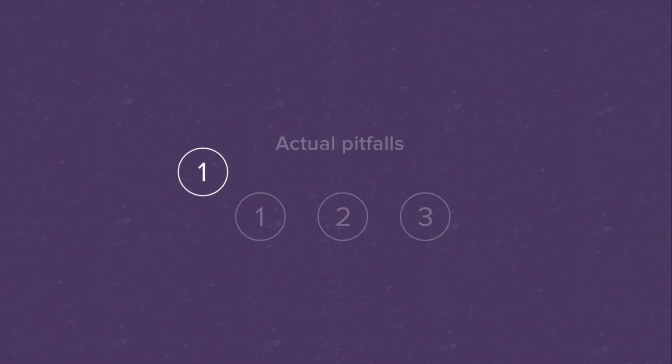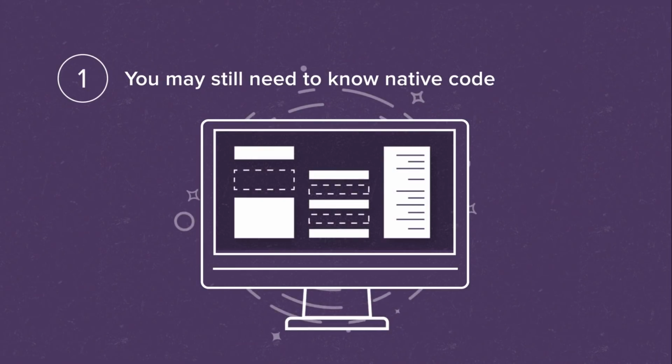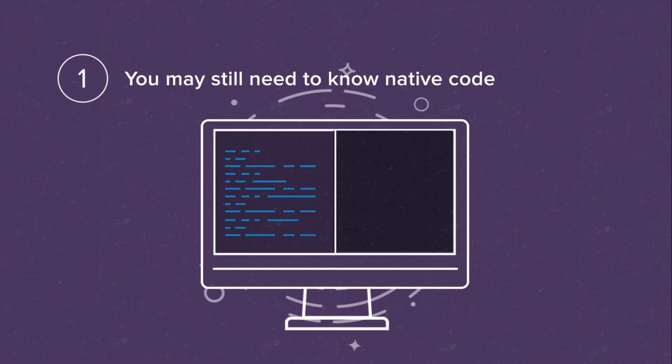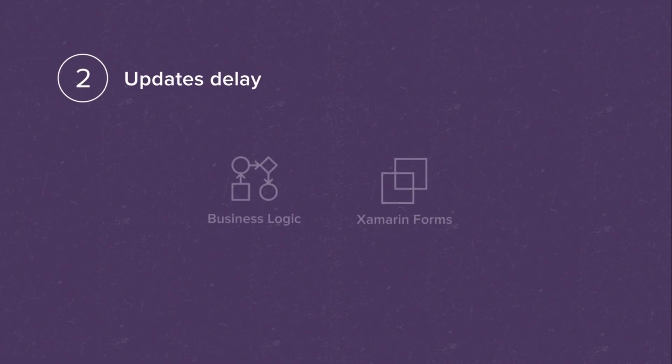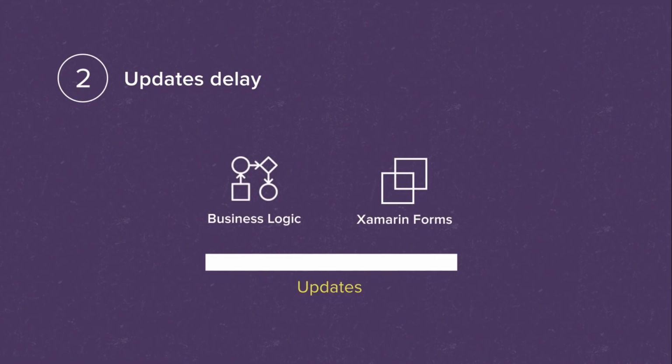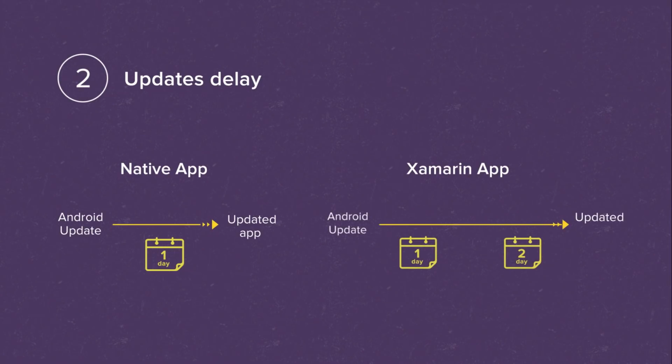Are there pitfalls? Yes, let's talk about them. You already know that if you're building an app with heavy UI, you'll have to manually rewrite some parts of platform-specific code using the required language, Swift or Objective-C on iOS, and Kotlin or Java for Android. Of course, Xamarin will update your business logic and Xamarin Forms elements automatically, but there's always a delayed reaction to a new platform version. Imagine, if a new version of Android dropped today, you'd have to wait a few days before the Xamarin team updates the tools so you can update your app.